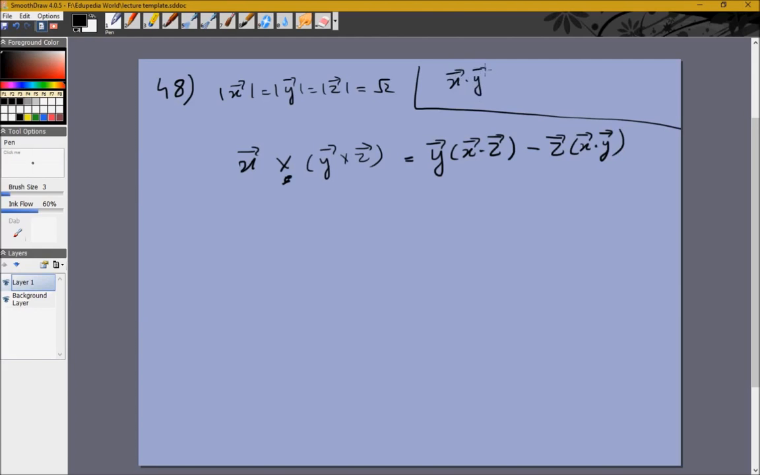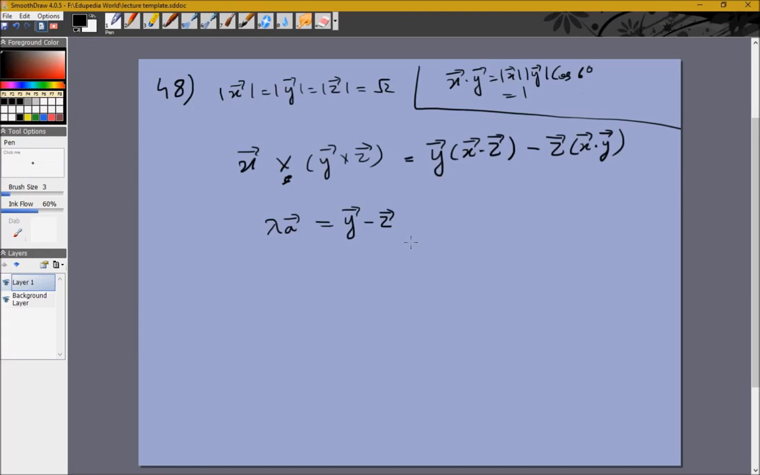X dot Y is equal to mod X mod Y cos of 60 degrees. Right, because the angle is 60 degrees. Cos 60 is half, mod X and mod Y are root 2, so X dot Y is 1. Similarly, Y dot Z is 1. Similarly, Z dot X is 1. Right. So what this says to us is lambda times a, whatever the lambda vector might be, is equal to y minus z, because x dot z is 1 and x dot y is 1.